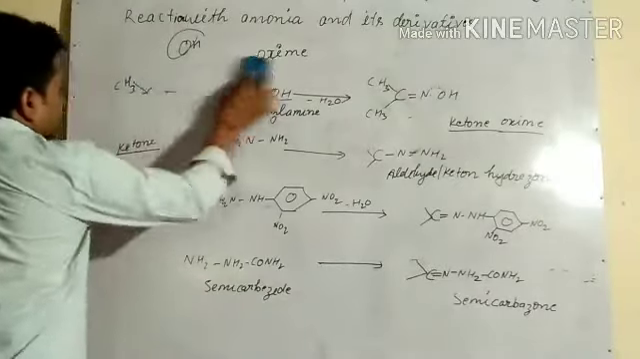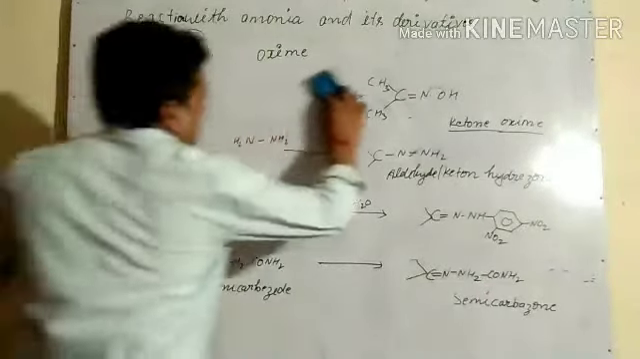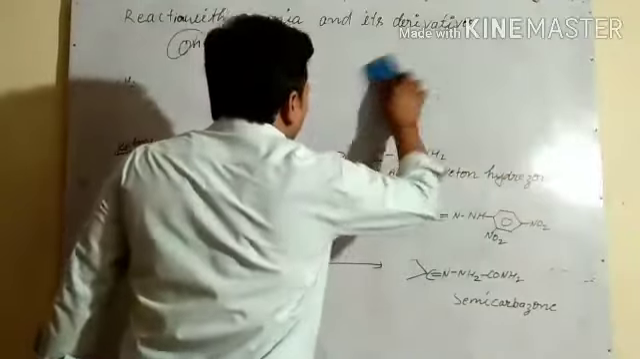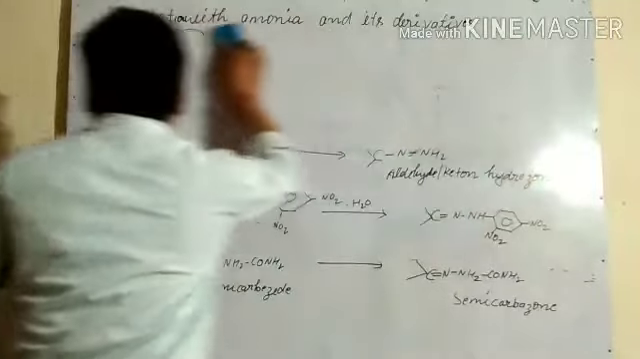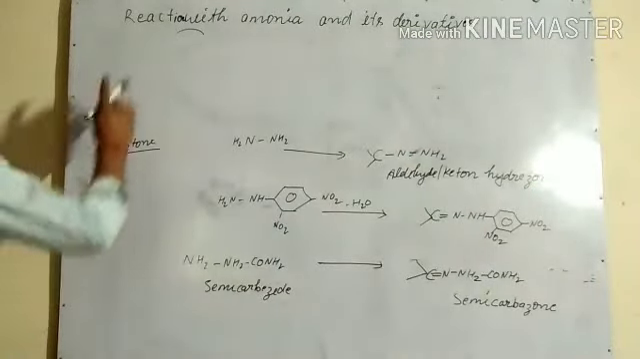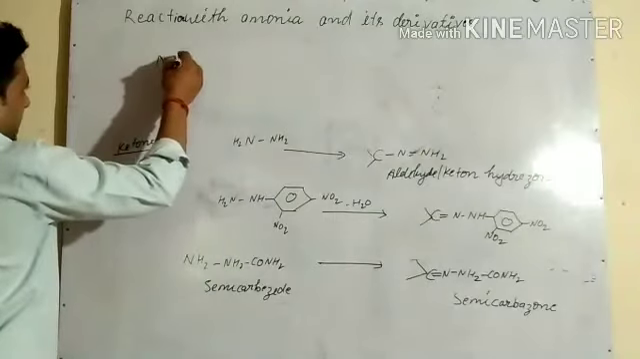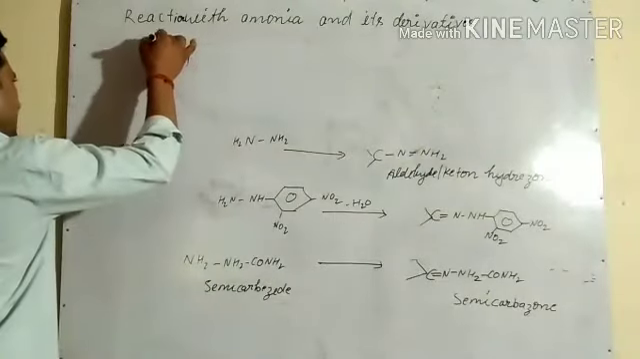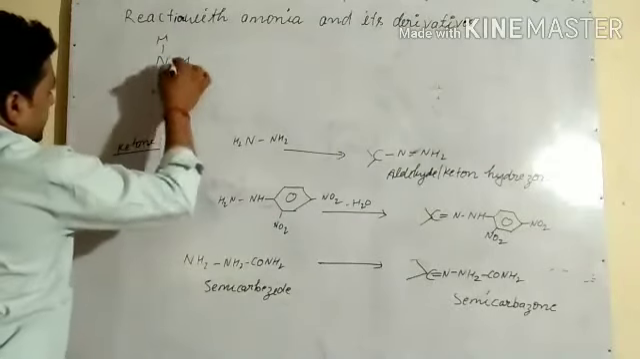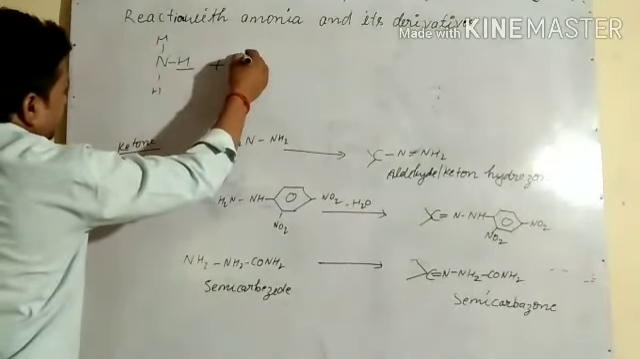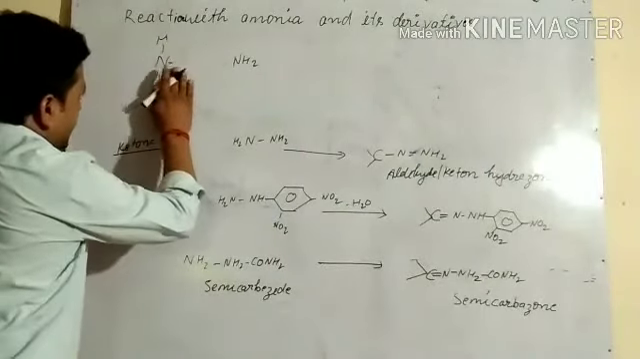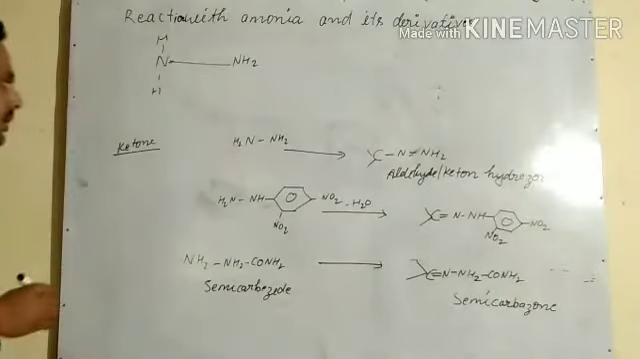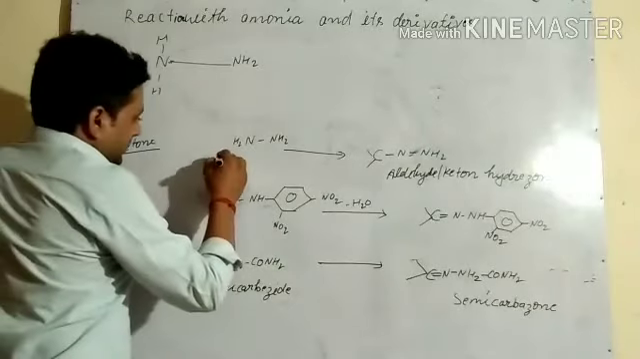And next is hydrazine. If one H of ammonia is replaced by NH2 like this, NH, H and H, if this hydrogen is replaced by NH2, we will replace this, and here there will be a single bond. Okay. So what is the name of this? Hydrazine. What is hydrazine?